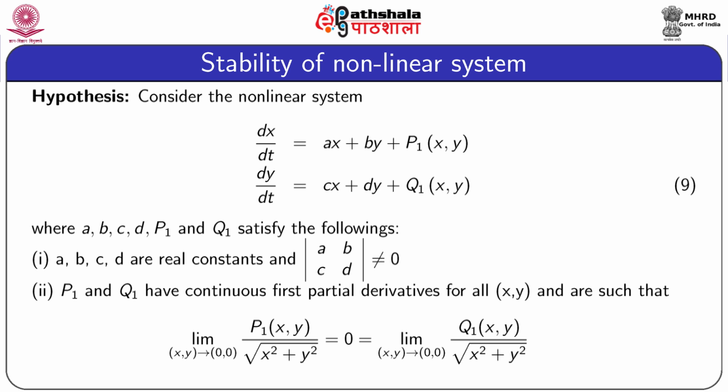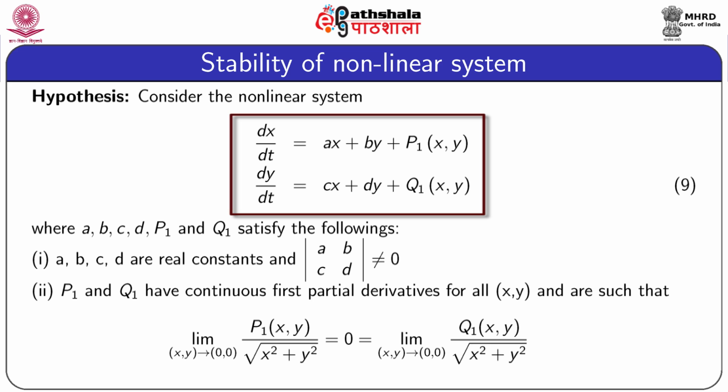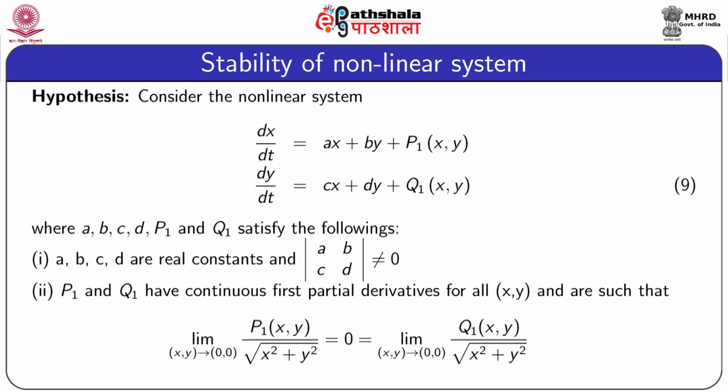We consider the nonlinear system of the form dx/dt = ax + by + p1(x,y), and dy/dt = cx + dy + q1(x,y), given by equation 9, where a, b, c, d are real constants and p1 and q1 are the nonlinear part of the given differential equation. And we assume that they will satisfy the following properties. Number 1, a, b, c, d are real constants and determinant |a b; c d| is not equal to 0.